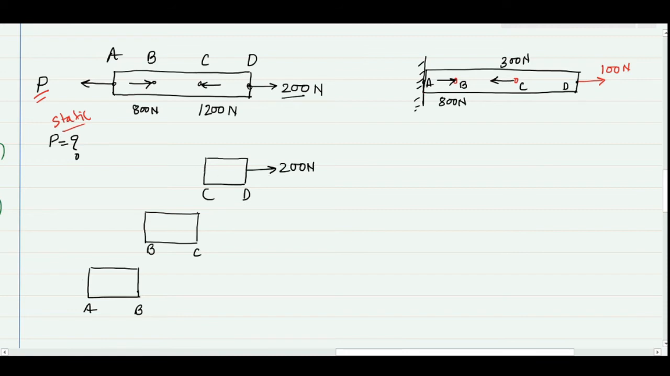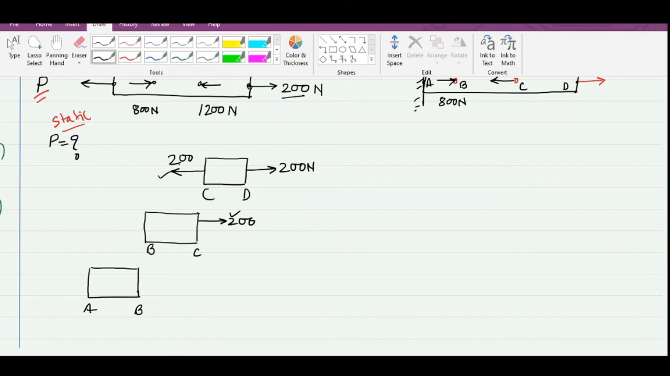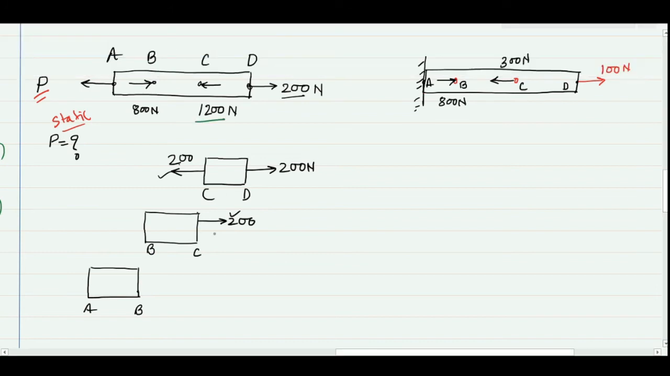We know that the bar is in static equilibrium. So let's put an equal and opposite 200 Newton here. After putting this 200 Newton, we just put a 200 here, which is equal and opposite to this force. So these two forces will be equal and opposite. Then see, is there any other force at the section C? We are having a 1200 Newton force that is acting towards the left. So this is my 1200. After the algebraic sum, I will get a 1000 Newton force acting towards the left.